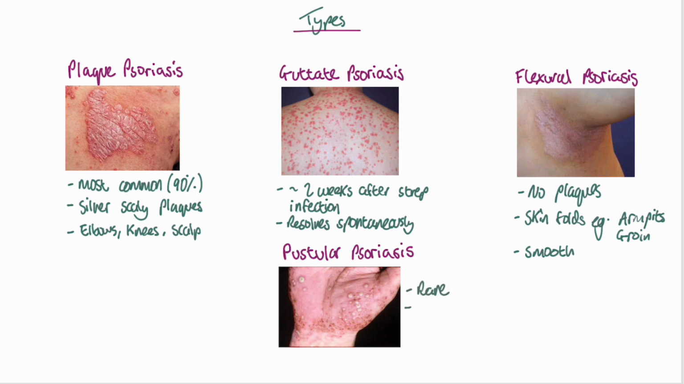Pustular psoriasis is a rare, serious form of psoriasis that may require emergency treatment. It's characterized by white pustules that develop very quickly over a wide area of skin. It typically causes patients to become systemically unwell with fever and generalized malaise.